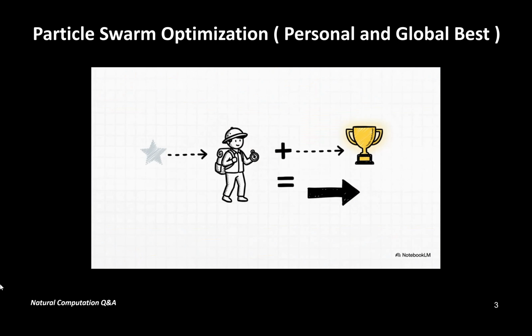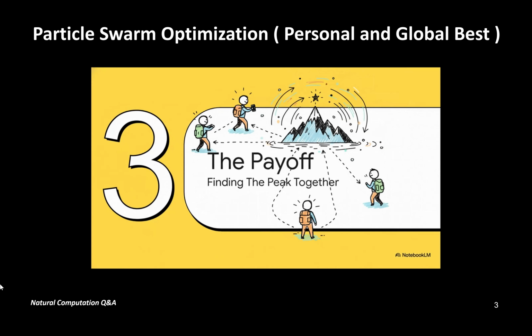You can almost boil it down to this simple idea. My next move is just a mix of my own best discovery and the team's best discovery. And this is so clever, right? Because it stops any single person from just getting stuck wandering in a low spot. It forces everyone to learn from whoever is having the most success at any given moment. All right, so what's the end result of all this? What happens when our team just keeps following these simple rules over and over and over again?